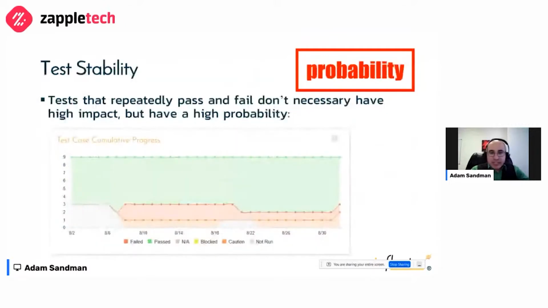What about stability? So if you run a test and it passes and fails and passes and fails, you might say, oh, it's a flaky test. We have those, particularly automated tests. It's flaky. We don't worry about that. But tests that repeatedly pass and fail, to me, indicate the probability of a problem. It doesn't mean there is a problem. The problem could be that the test truly is flaky, but you shouldn't assume that.